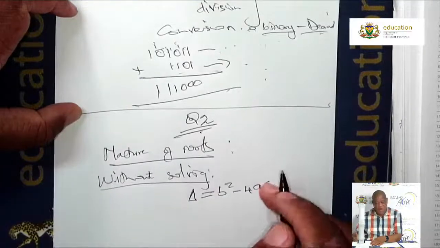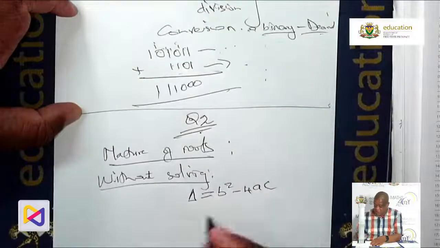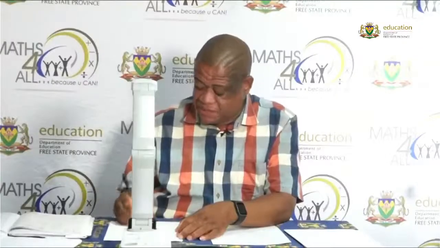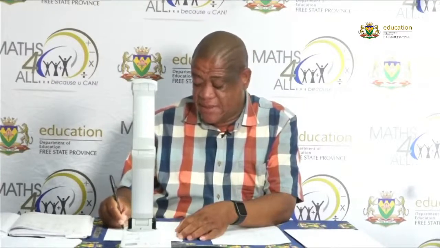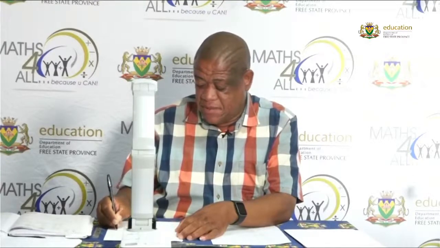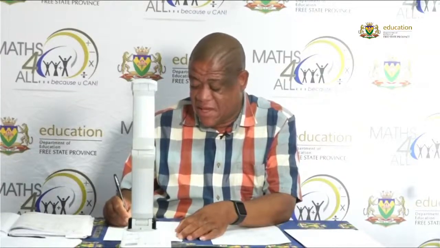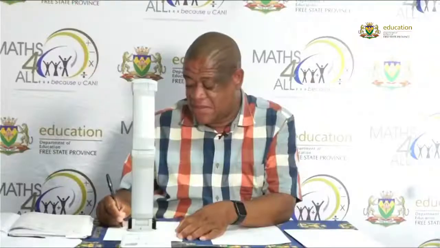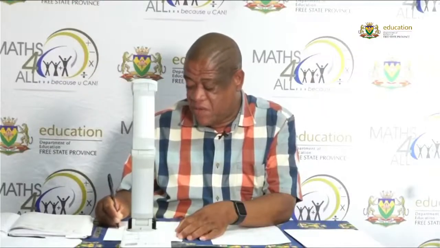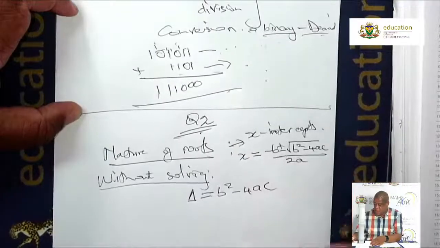In so doing, you're not solving. If you are solving, that's where you are using the quadratic formula, because when talking to the roots, in essence, we are talking to the x-intercepts. And if you solve for the x-intercepts, you will be able to use the quadratic formula: x is equal to minus b plus or minus the square root of b squared minus 4ac, all over 2a.